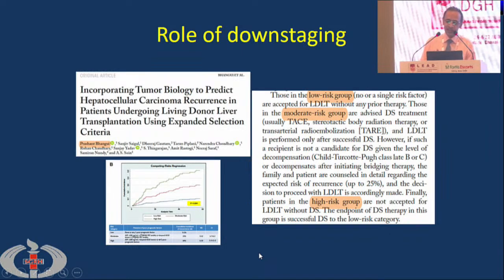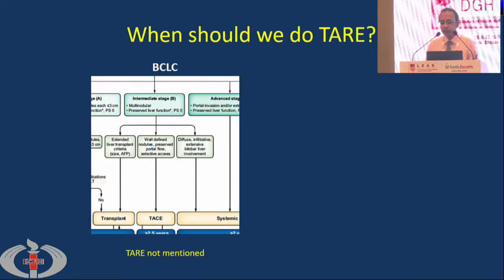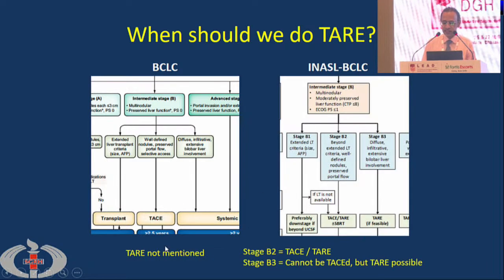So in this study also, the high-risk group needing downstaging are those patients who are beyond UCSF criteria. When should we do TARE? Again, in BCLC, TARE is entirely missing. But in the INASL BCLC staging, we have incorporated TARE.